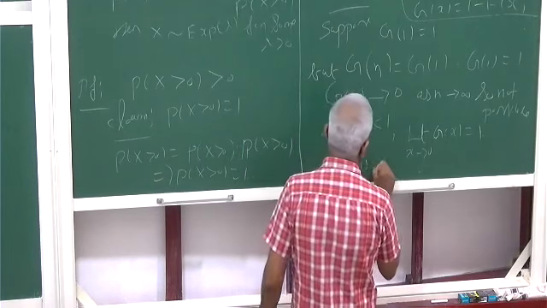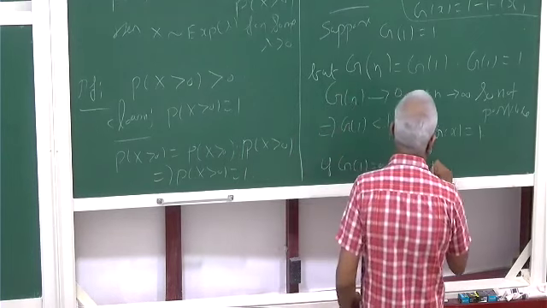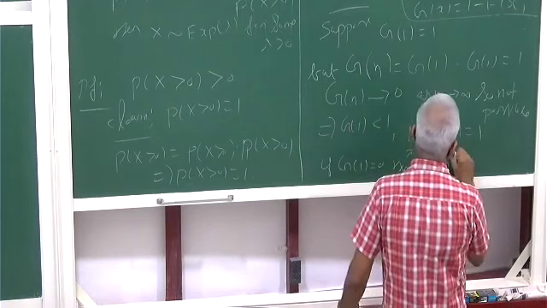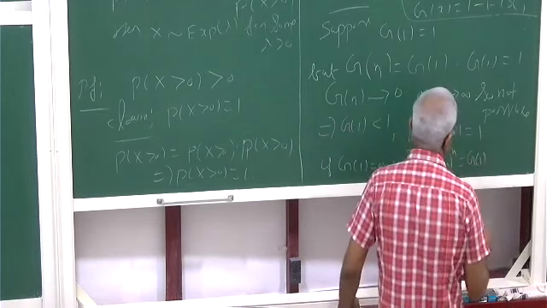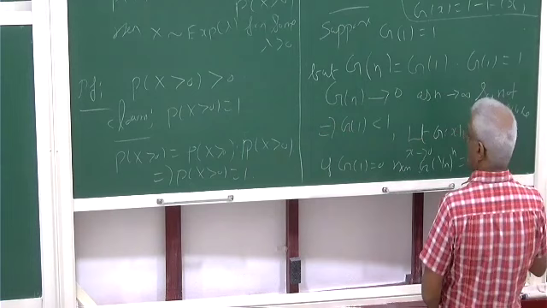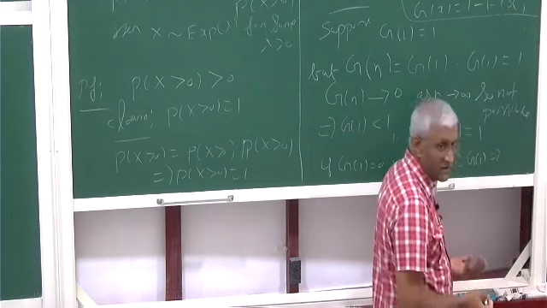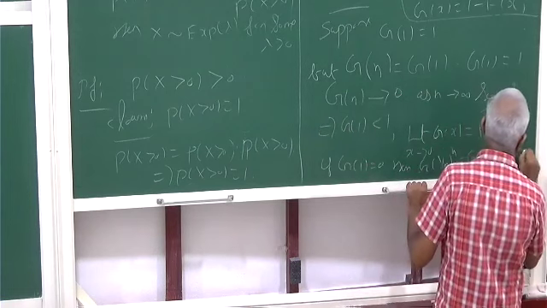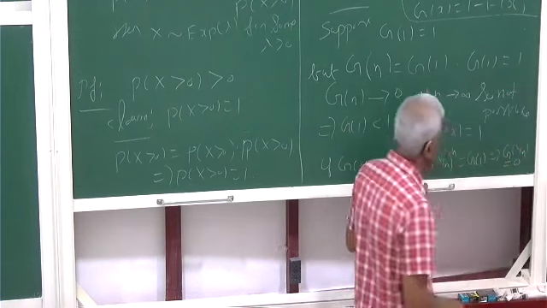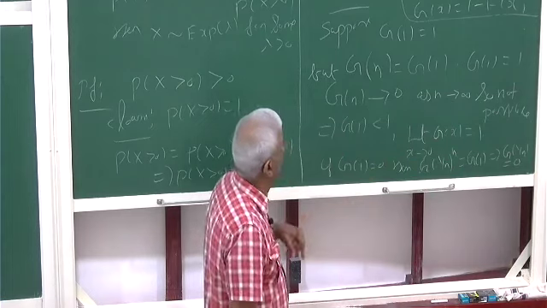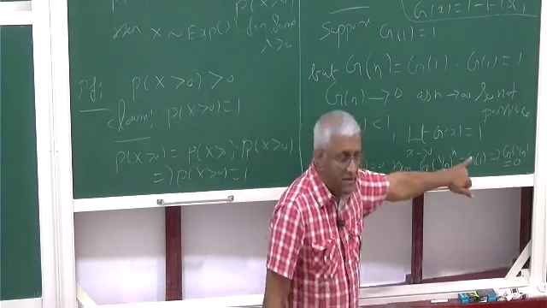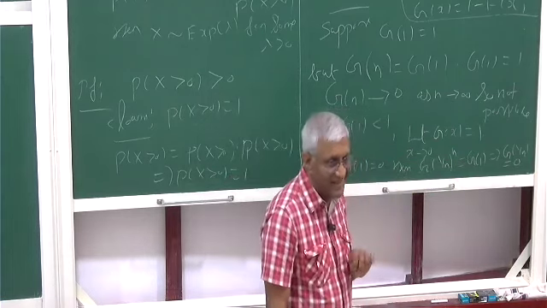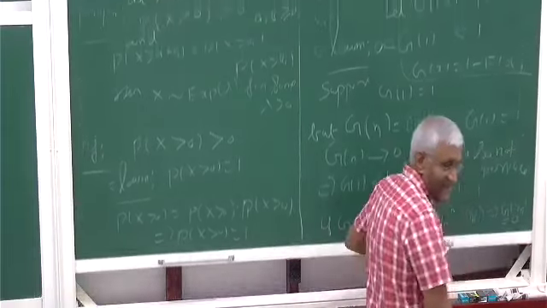If g of 1 equals 0, then g of 1 by n times n equals g of 1. This implies g of 1 by n is also 0. But then g of 1 by n should go to, what's the problem?